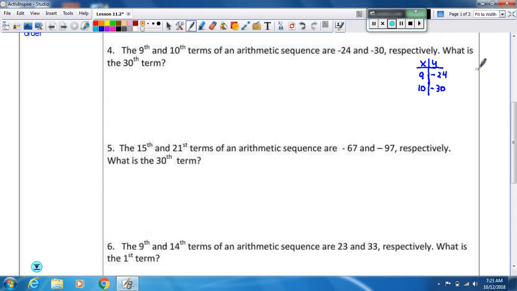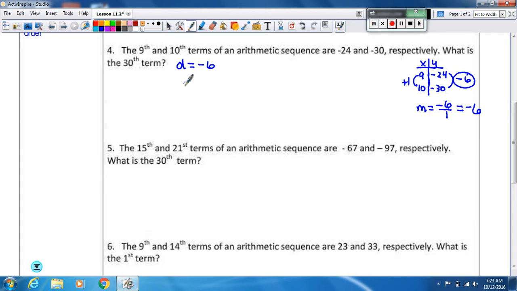I'm going to do this to find the slope because the slope is the common difference. So from negative 24 to negative 30 is down 6. And from 9 to 10 is up 1. And the slope is the circled number on top, negative 6 over 1. But negative 6 divided by 1 is negative 6. Okay, that's the common difference. The common difference is negative 6. We have to go through this because they did not give us a_1.